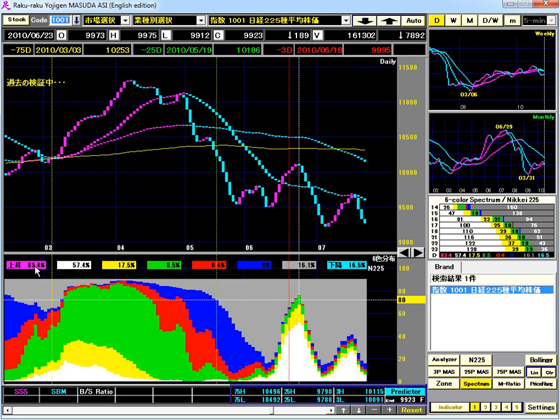Now, what is the significance of this? Well, let's take a closer look. And to take a closer look, let's read the 6-color spectrum down the bottom at the same time as looking at the Masuda Ashi chart for the Nikkei 225 index at the top as well. Here is the first point.